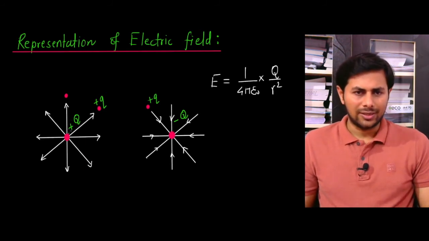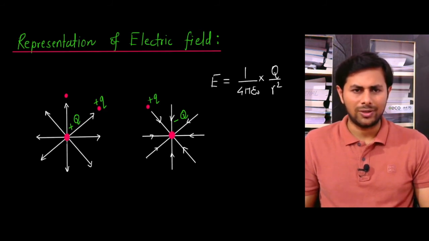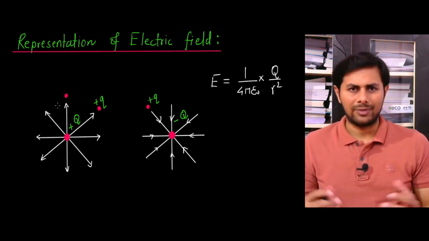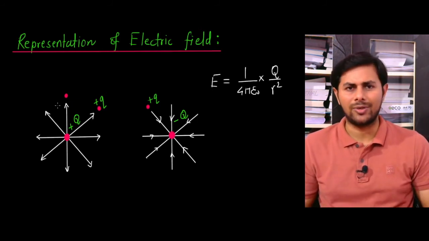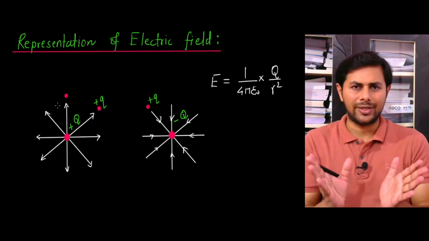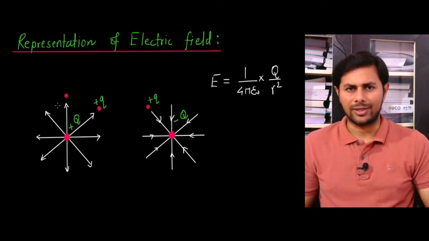So here we can see that near to the charge the electric field lines are dense, the distance between them is small, and as we go away from the charge the distance between them goes on increasing. That means the electric field lines are dense in the region of strong electric field and they become separated in the region of weak electric field.